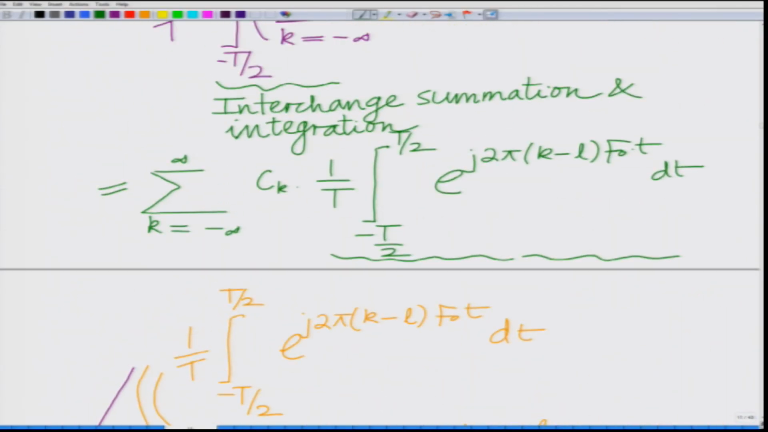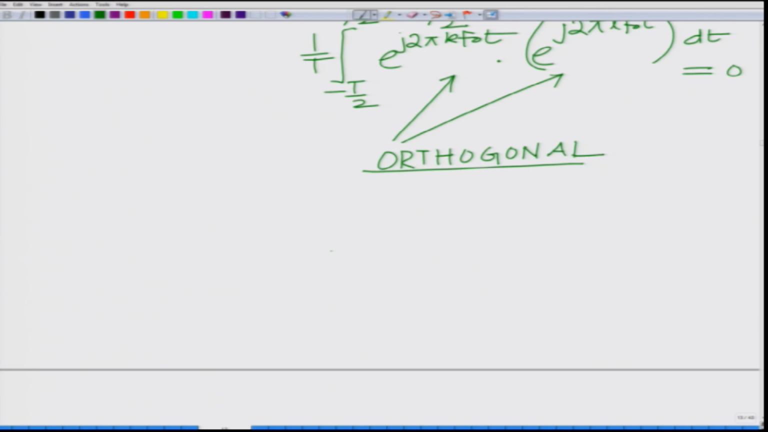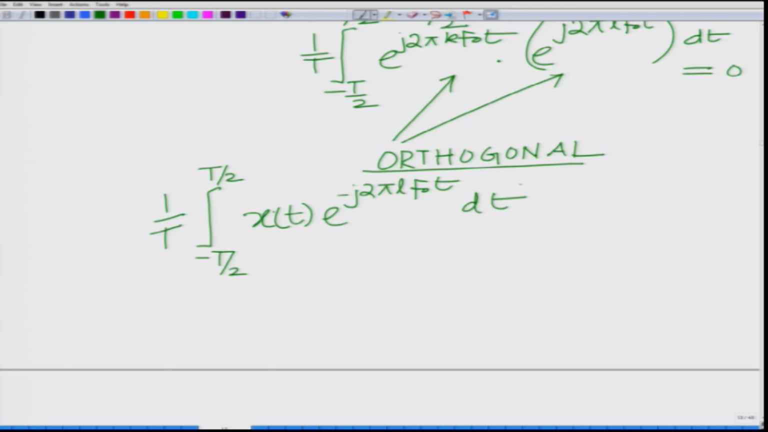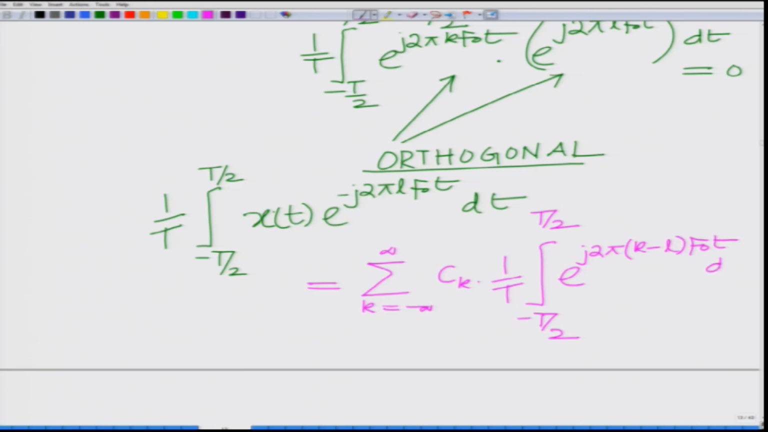Because look at this, if you go back to this integral, we have shown that (1/T) ∫ from −T/2 to T/2 of x(t) e^(−j2πL f₀ t) dt is equal to the summation over k from minus infinity to infinity of C_k times (1/T) ∫ from −T/2 to T/2 of e^(j2π(k−L) f₀ t) dt.